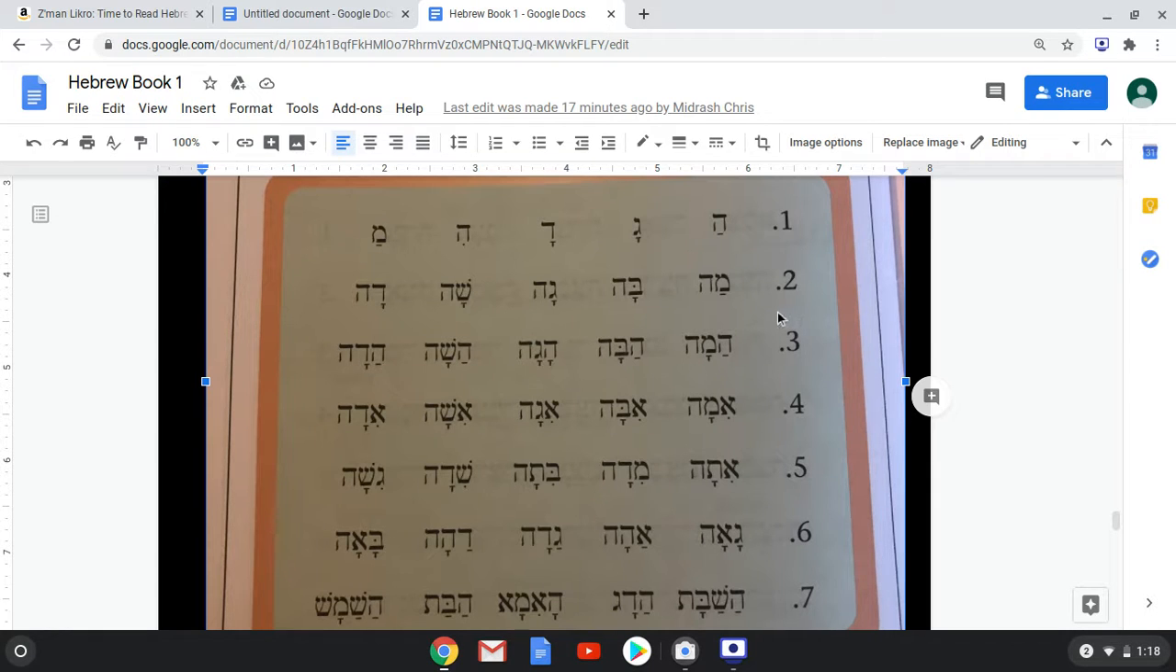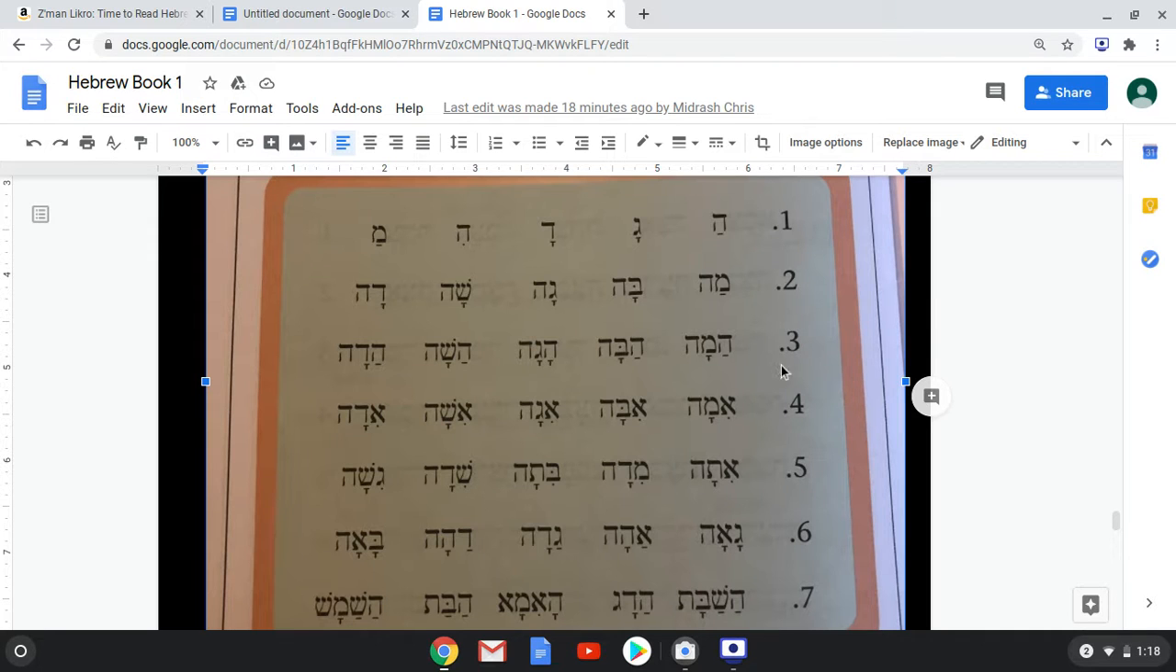Line 2. And notice there's a hey at the end of all these, but there's no nikud, so the hey is going to be silent. We're just going to pronounce the first consonant and the nikud under it. Ma, ba, ga, sha, da.